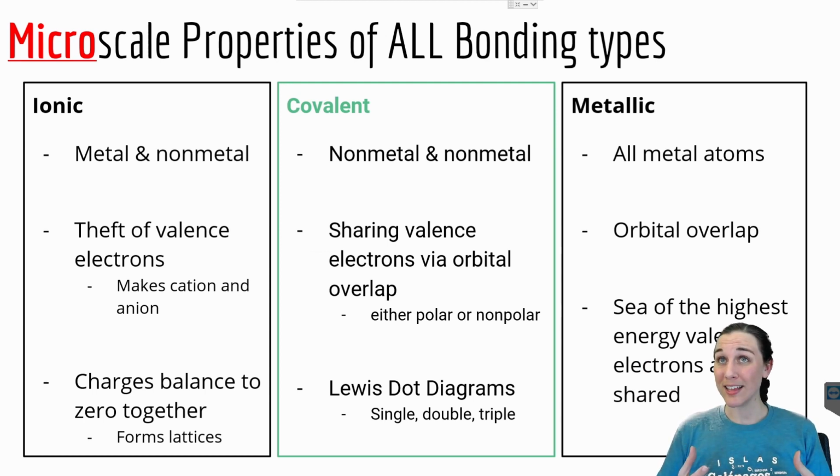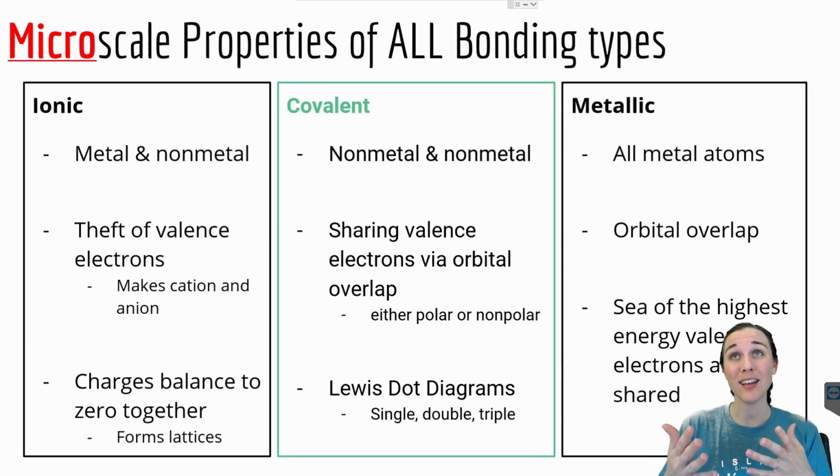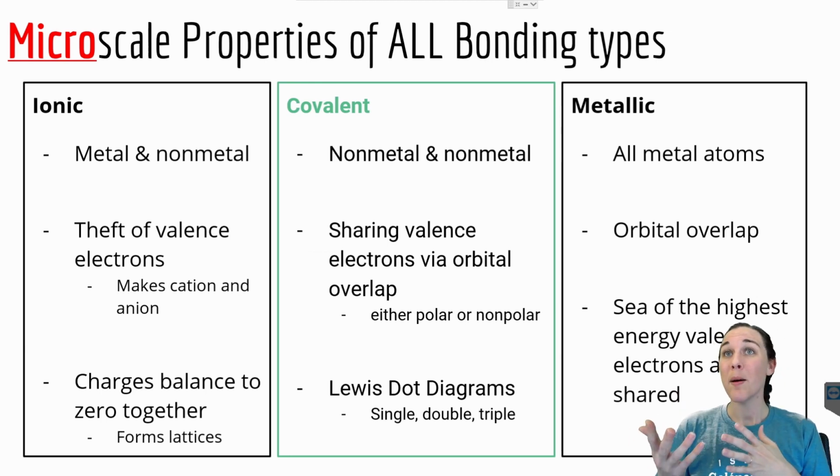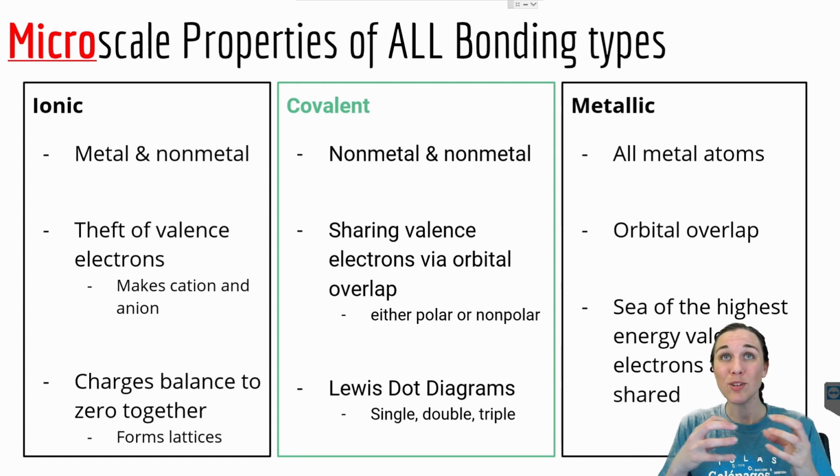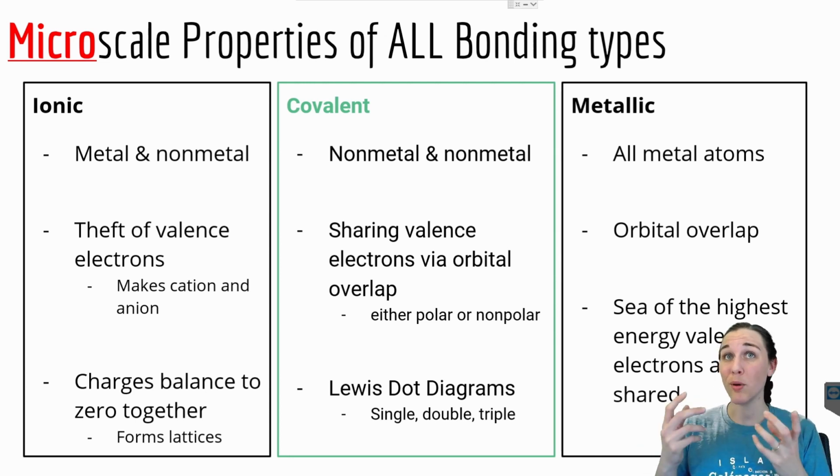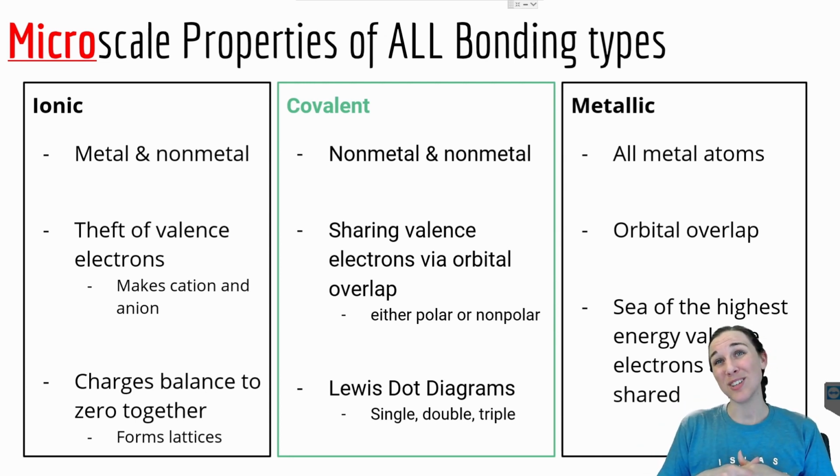Now we have covalents, and covalents are always composed of nonmetals and nonmetals together. They're sharing those valence electrons, again, via orbital overlap, the same kind of share that we have for metallics, but there's an equal or unequal sharing that's either polar or nonpolar. And we can represent these covalent bonds by Lewis dot diagrams and show that they are double, single, or triple bonded between each atom type.